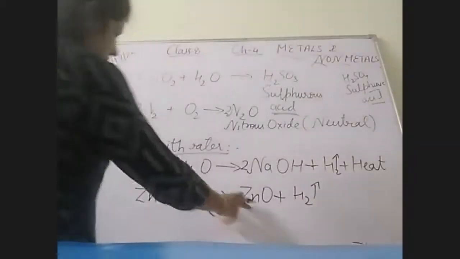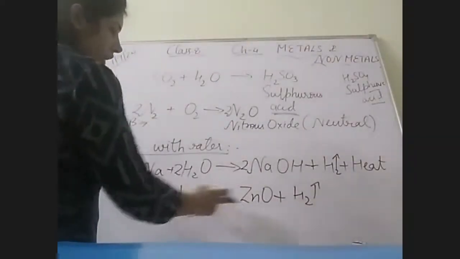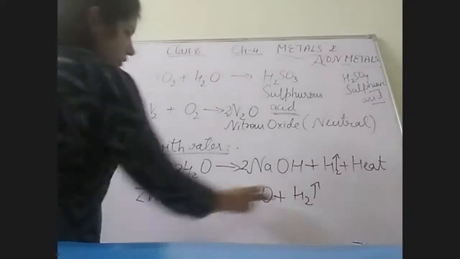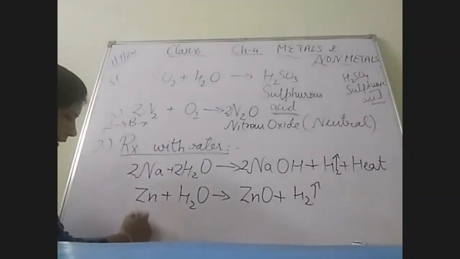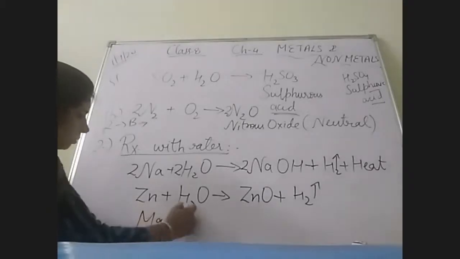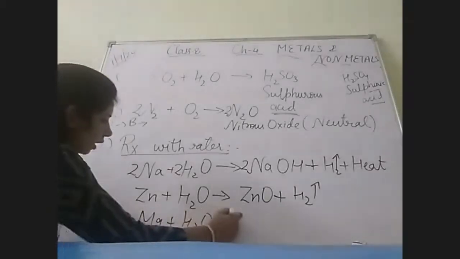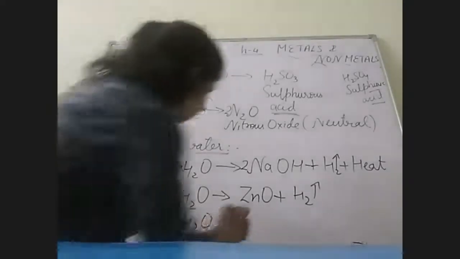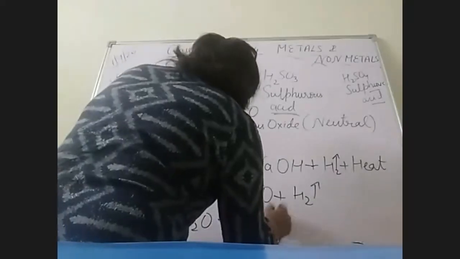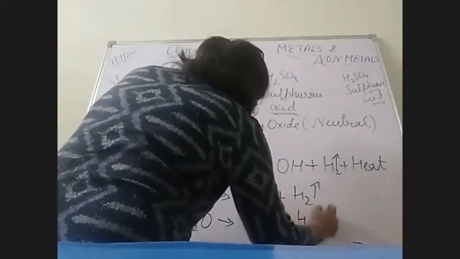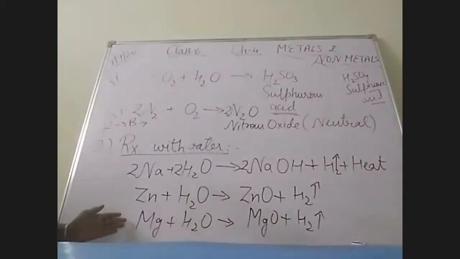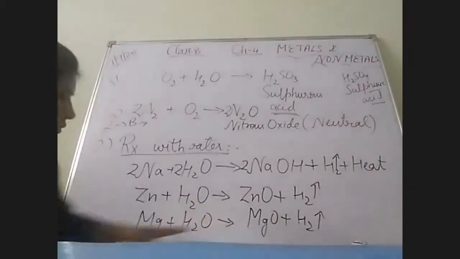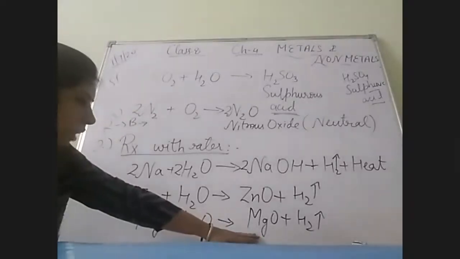Zn, Zn. Zinc 1 O, 1 O. 2 of hydrogen, 2 of hydrogen. Reaction balance है. आप मैग्नीशियम की ले लीजिए. मैग्नीशियम जब वाटर के साथ रिएक्ट करता है, मैग्नीशियम ऑक्साइड बनाता है और हाइड्रोजन गैस बाहर निकलती है बबल्स के फॉर्म में. ठीक है. One atom of Mg over here, one over here.